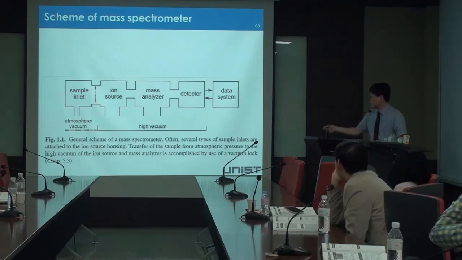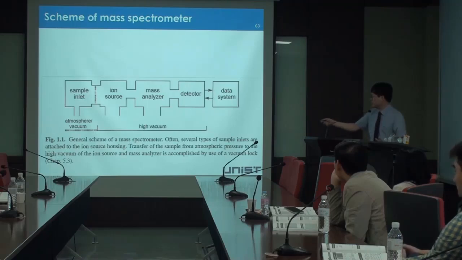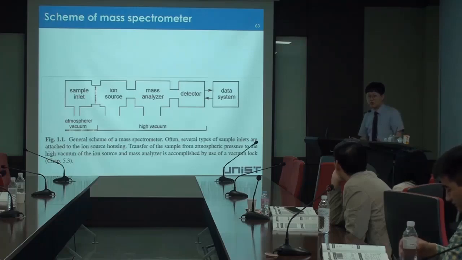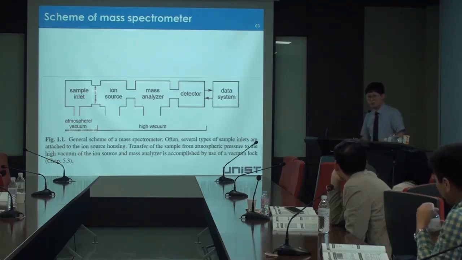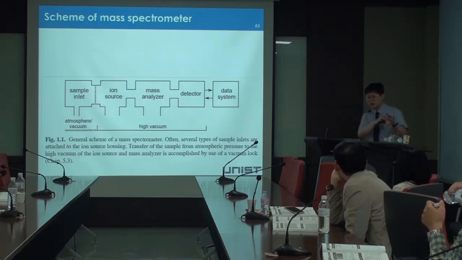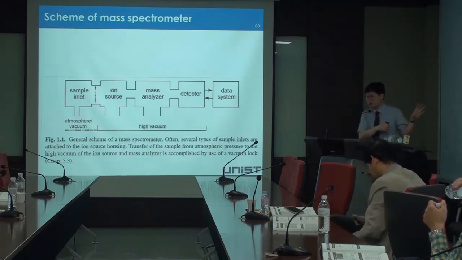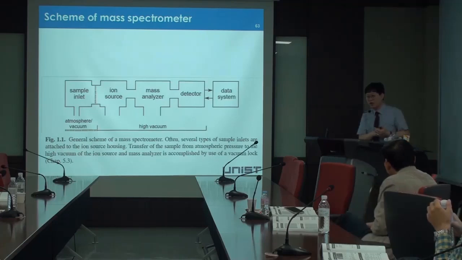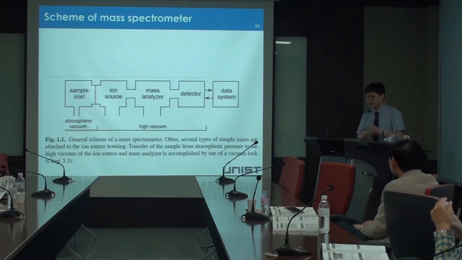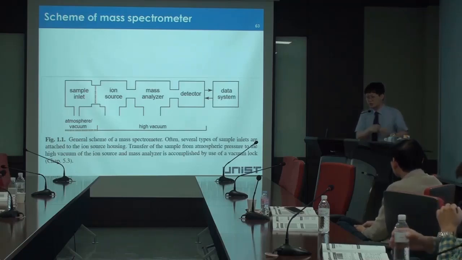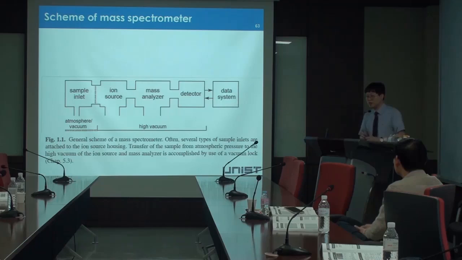So the sample inlet is generally at atmospheric pressure or some concentration. For this reason, the ion source, mass analyzer and detector require high vacuum. So we need a turbo pump to remove other gaseous molecules. In ambient air, about 78% is N2 and 20% is oxygen. So these gases should be removed. Our purpose is to introduce only our organic molecules into this system.